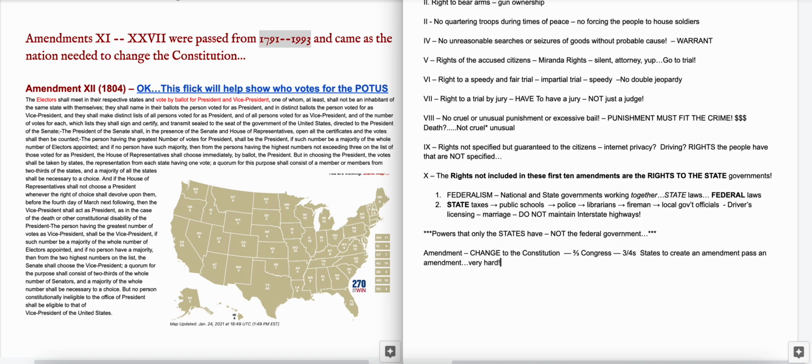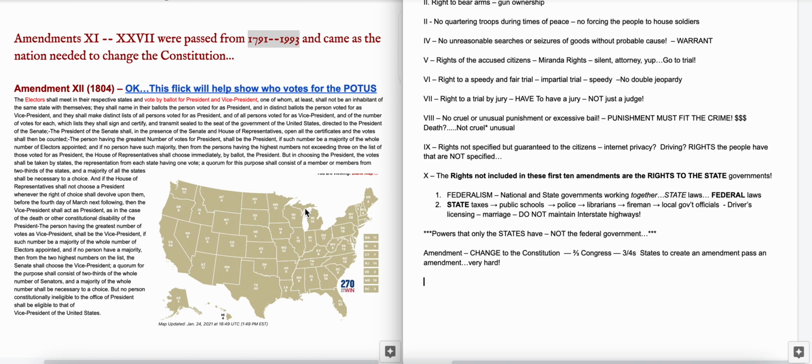Very hard. All right. So the 12th Amendment. Holy God, this is long. The electors. President and Vice President. Okay, the 12th Amendment creates the modern electoral college. How we vote for the president.